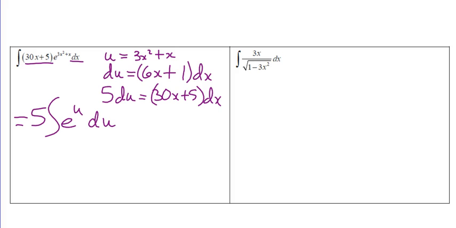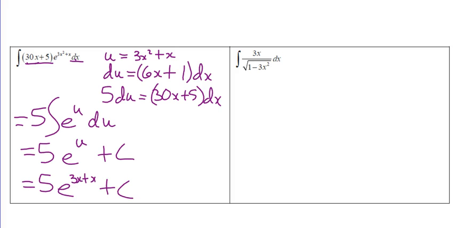Okay, so e to the power of 3x squared plus x, which is u, times 30x plus 5 dx, which is 5 du. So you can put the 5 du here, then put the 5 out front. So that's 5 times e to the u, plus c. And then we go 5e to the 3x squared plus x plus c. So that might be one where maybe you wouldn't do that as easily without u substitution.